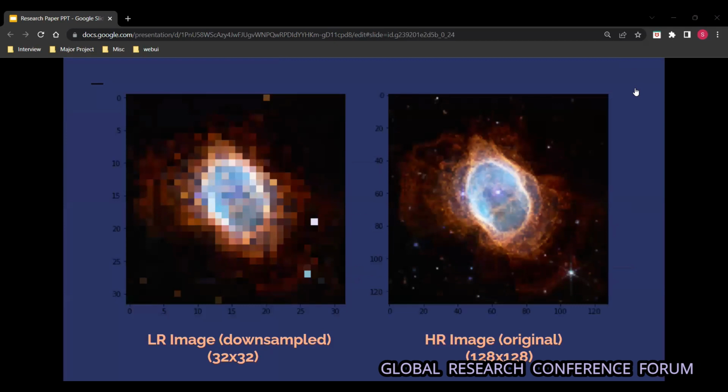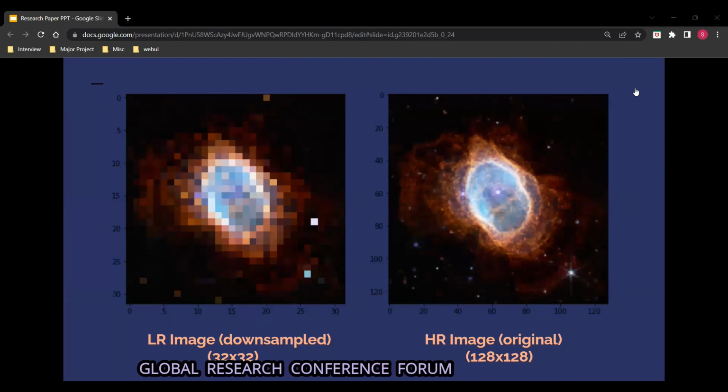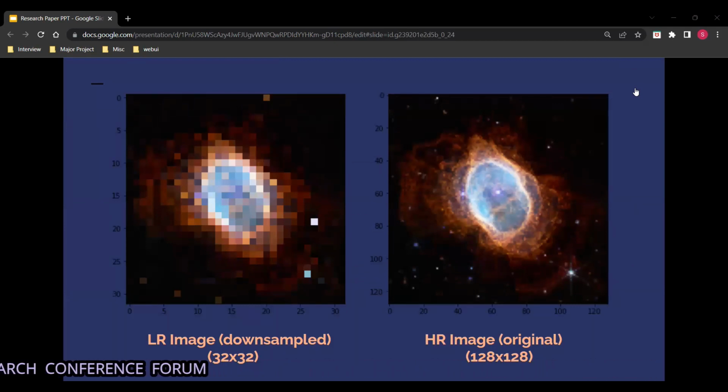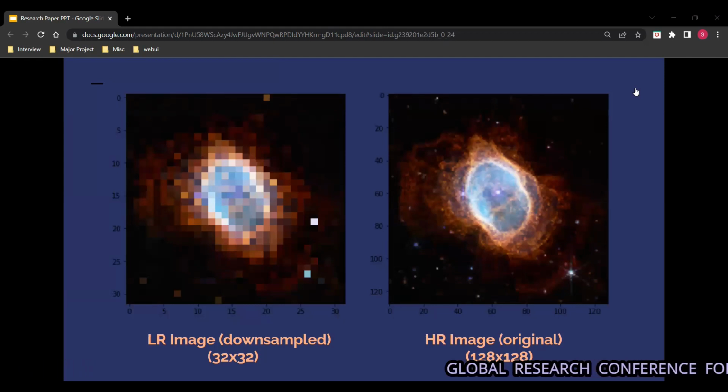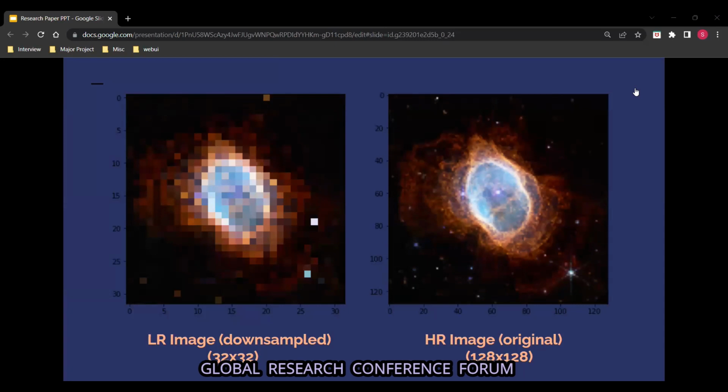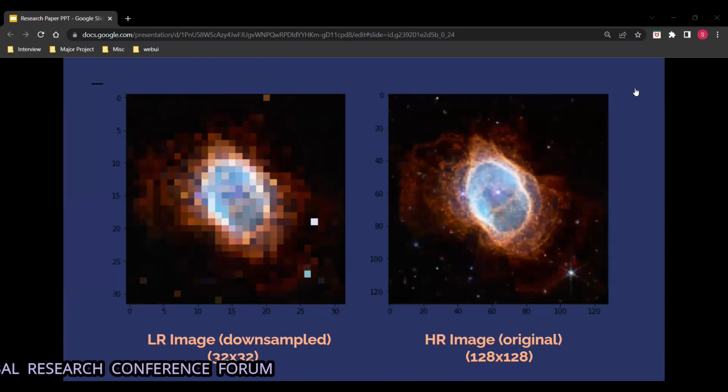GANs require a low resolution image and a high resolution image for training purposes. For this very reason, we have retained both the low resolution and high resolution image. The low resolution image is 32 by 32 pixels and the high resolution image is 128 by 128 pixels.